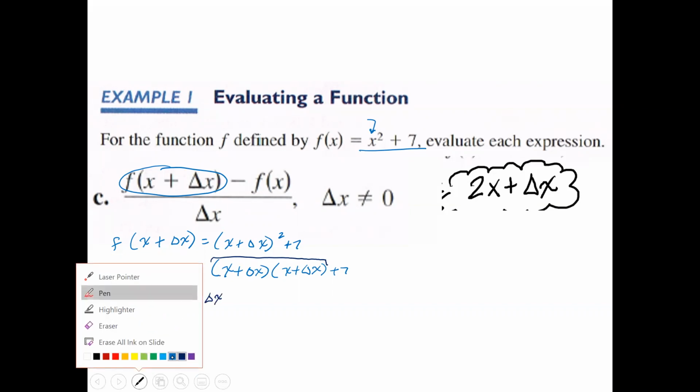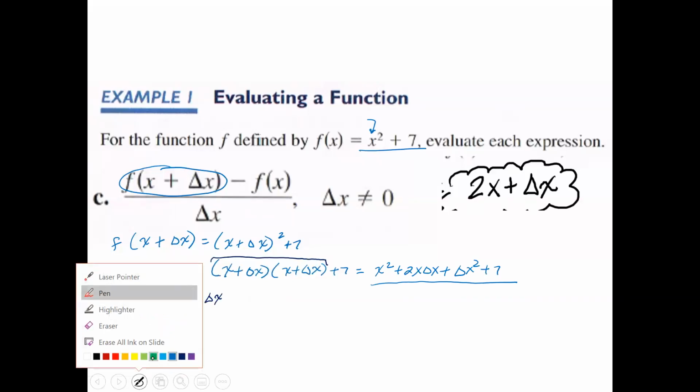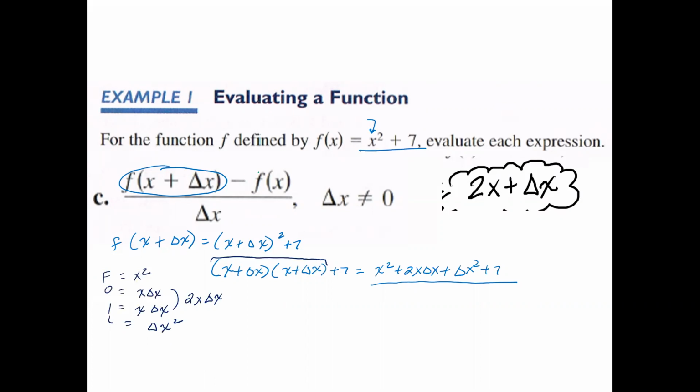So bringing this all together, this is going to be equal to x squared plus 2x delta x plus delta x squared plus 7. I'm going to underline that because I'm going to be using that in a second, but I'm going to cast it aside right now. Next you have a minus f of x. If f of x is equal to x squared plus 7, your negative f of x is going to be the opposite of that, so that's negative x squared minus 7. I'm going to cast this part aside as well and leave it there for now.